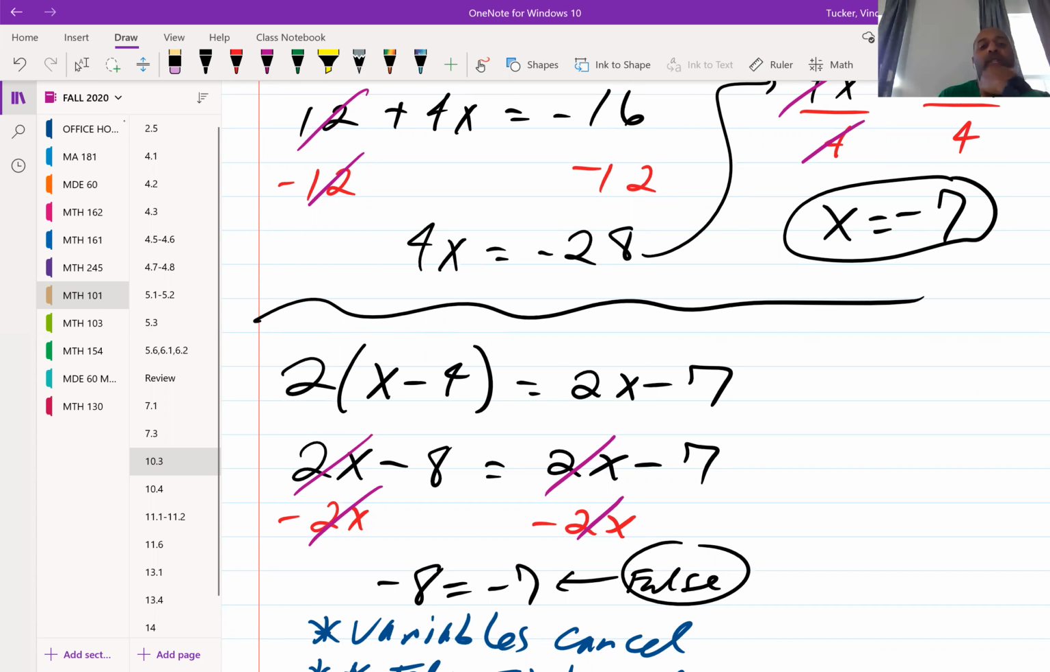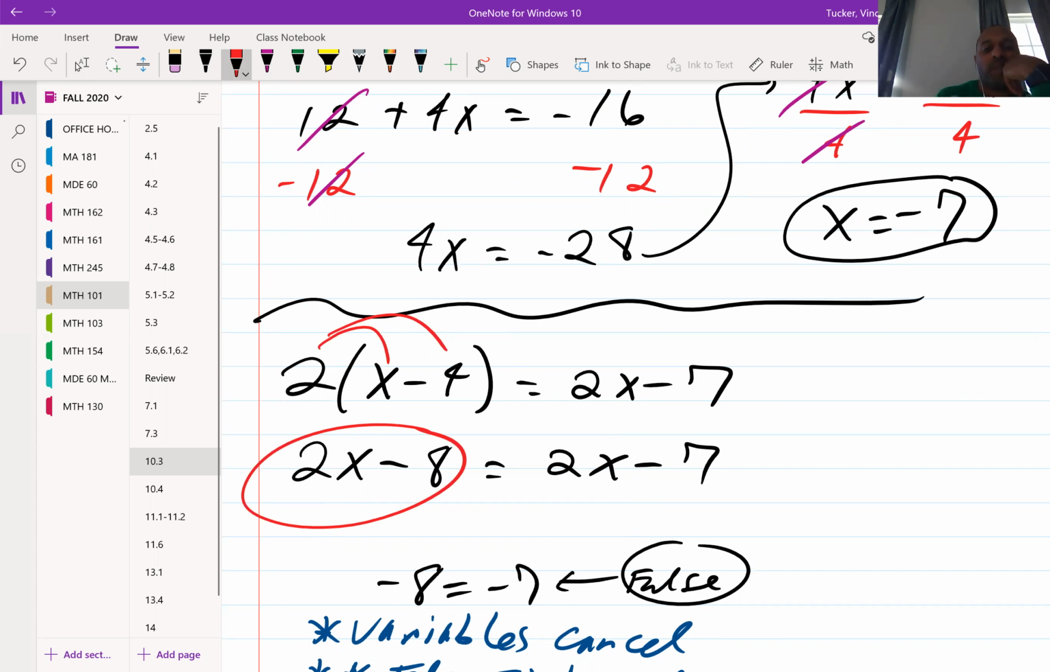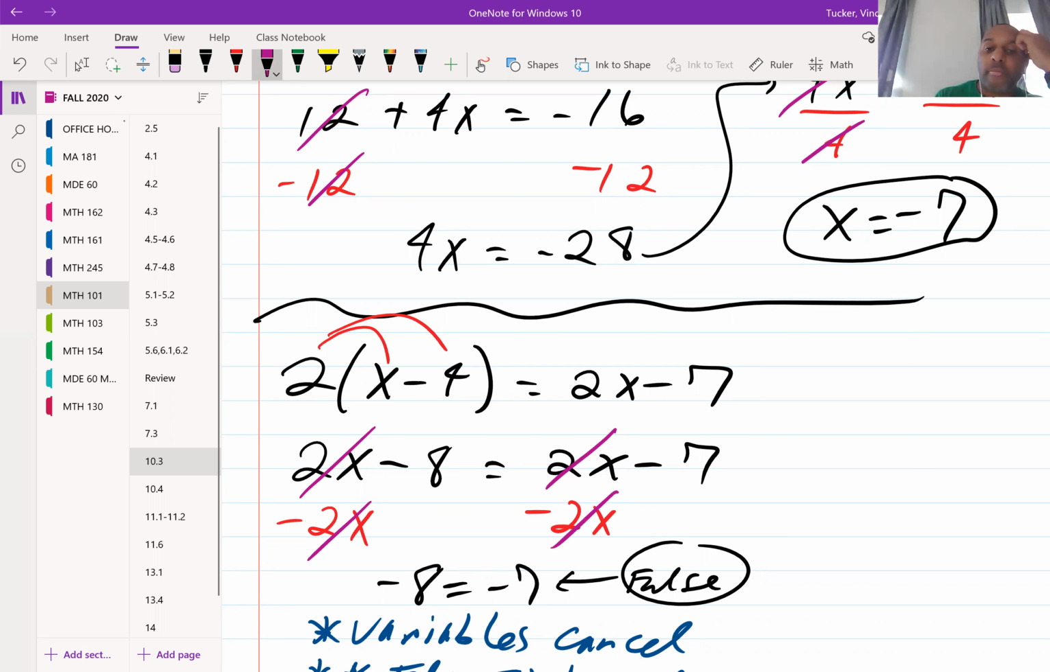So here we have 2 times x minus 4 equal to 2x minus 7. So when I distribute this 2, that's going to give me 2x minus 8. Now when I subtract 2x from both sides, notice that 2x is canceled on the left, but they also cancel on the right. So be careful with that, because a lot of times people will make a mistake and write negative 8 equal to x minus 7. But if it cancels out here, it has to cancel out here as well.